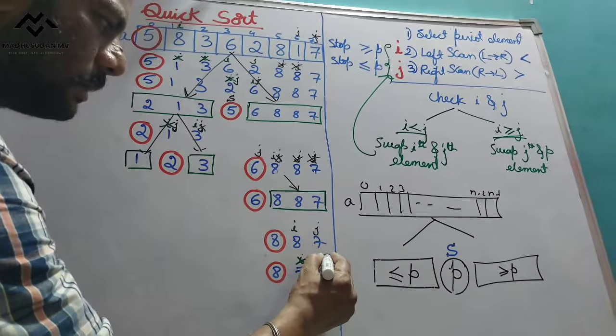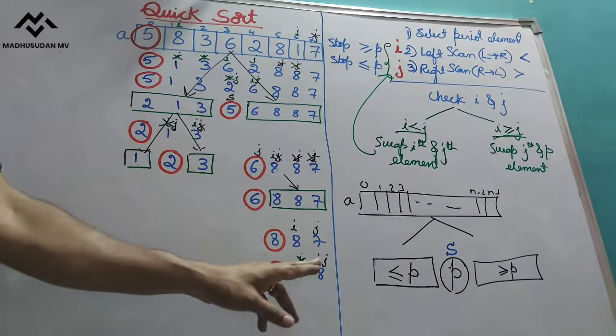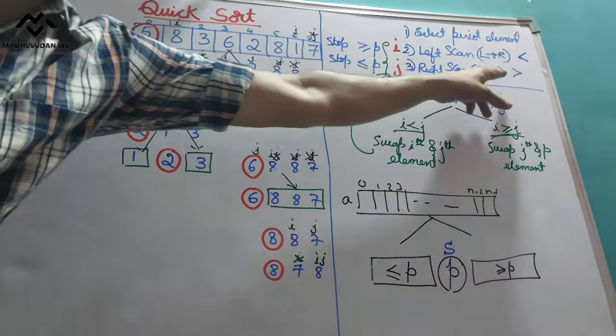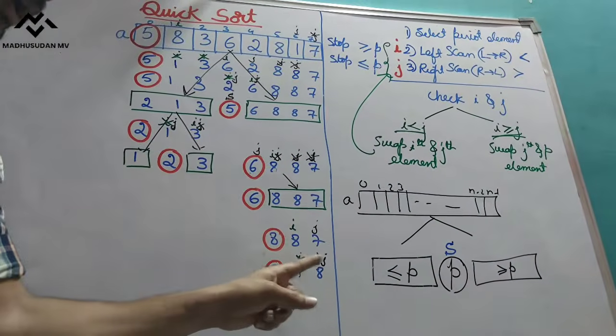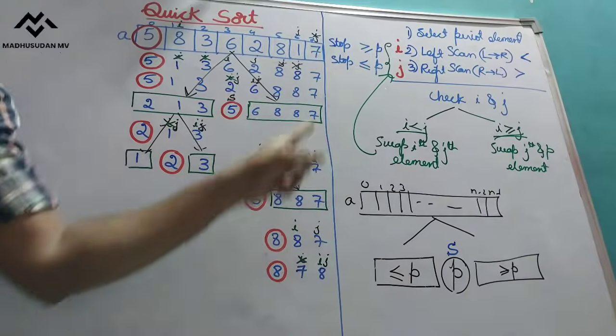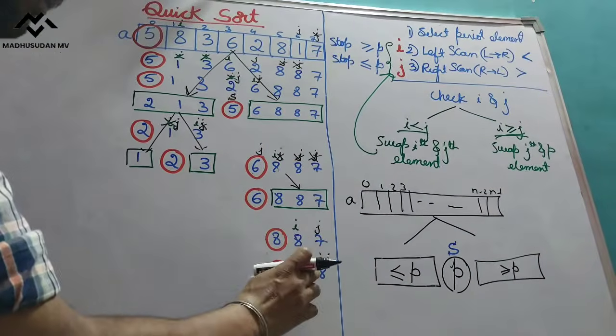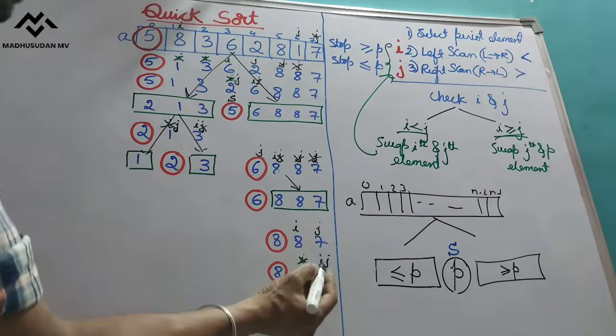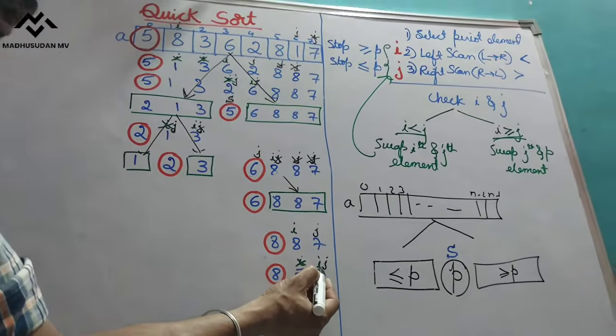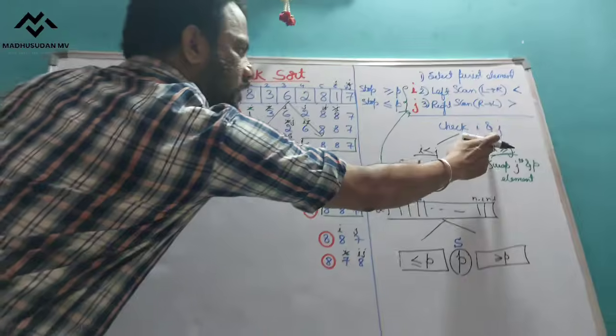For the right scan, we have to start from the last position. During right scan, we are looking for a greater element. Is the jth element greater than the pivot element? No, it is equal. Even if it is equal, we need to stop. I stop. Now check i and j. Is i less than j, or i greater than j? No, now i and j are pointing to the same element. So i is equal to j.